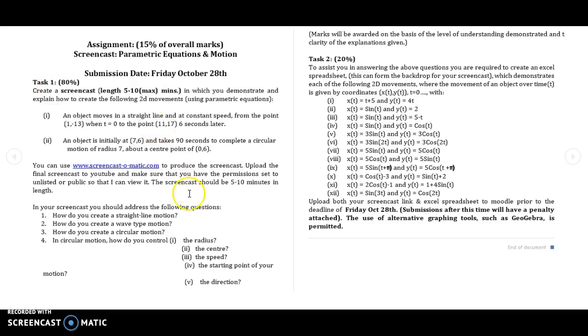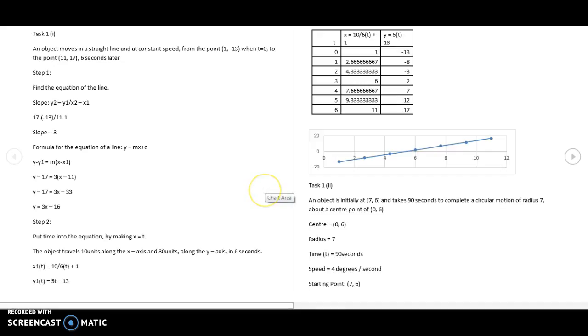So, what you'd asked us to do for the first one was that an object moves in a straight line from the point 1, minus 13 at a constant speed, when time is equal to 0, to the point 11, 17, 6 seconds later.